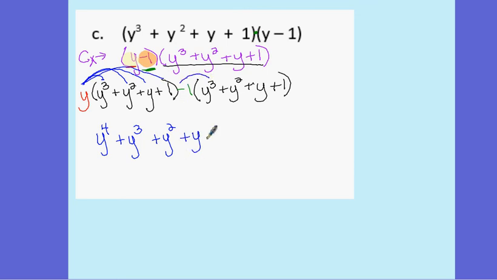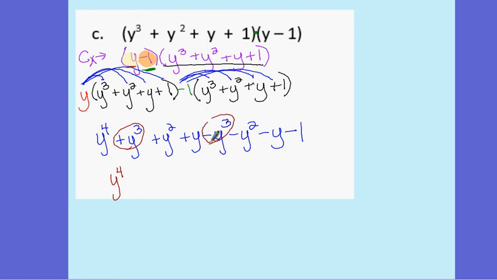Negative 1 times y cubed is minus y cubed. Negative 1 times y squared is negative y squared. Negative 1 is going to change the sign of this term and the last term as well. Y to the 4th is in my answer. Y cubed minus y cubed combined to 0. Y squared minus y squared combined to 0. Y and negative y combined to 0. I am left with y to the 4th minus 1.